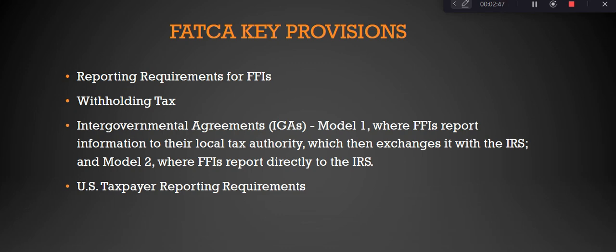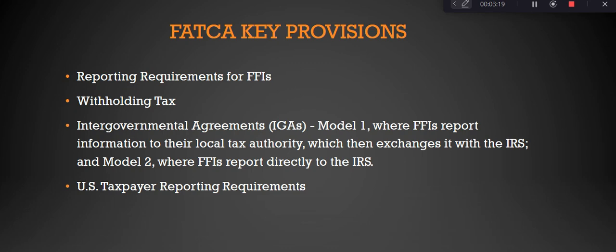Then there are IGAs. These are a very important point from the point of view of FATCA. Intergovernmental agreements. This is where two governments come into agreement. Basically, one is the US government and another is the government from another country. They come in contact and they will sign some agreements where they will ensure that the reporting of the assets happens. So there are two models basically. The first is Model 1 and the second is Model 2.